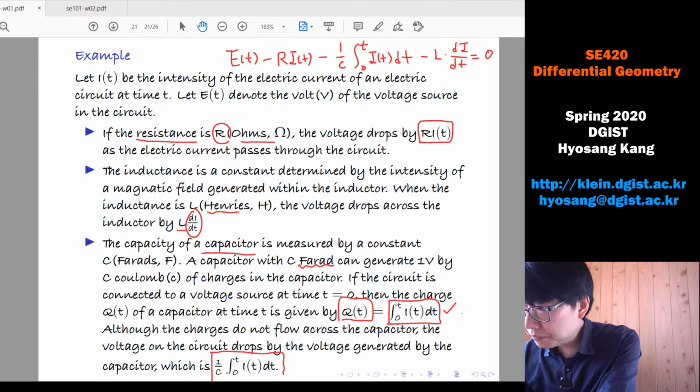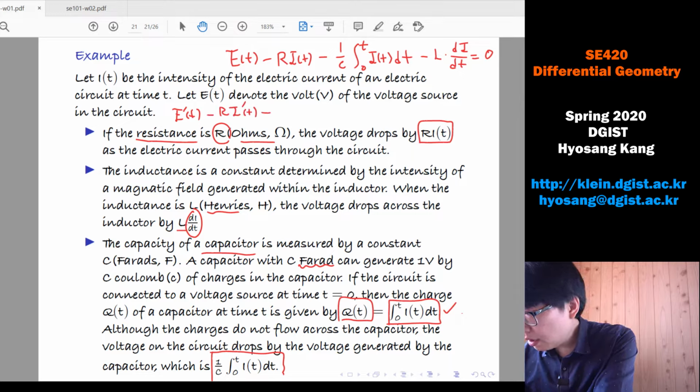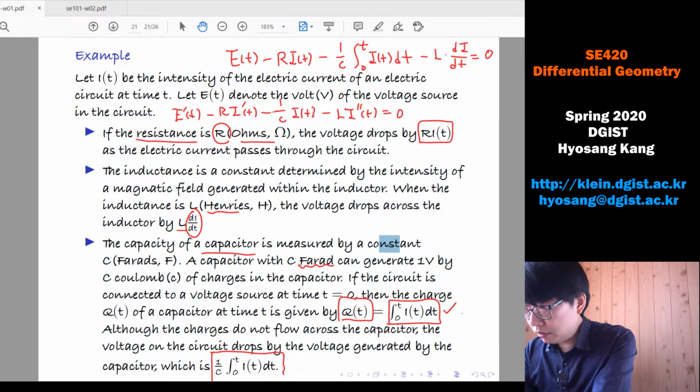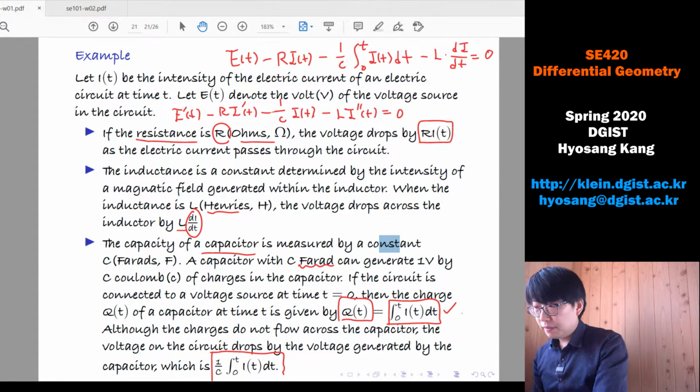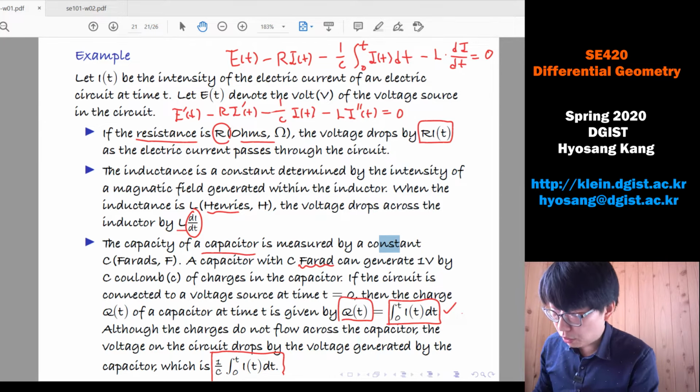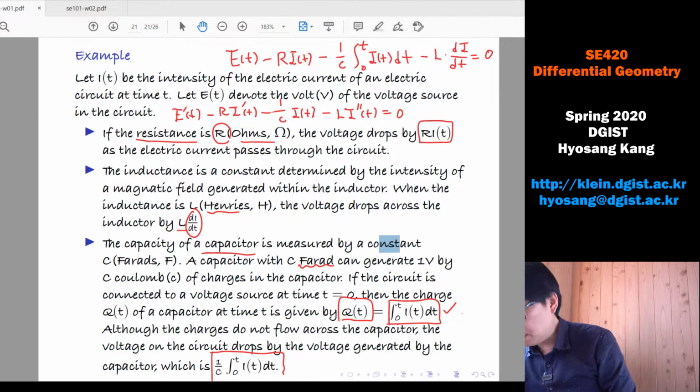So we have E'(t) minus R I'(t), and then by the fundamental theorem of calculus, when you take a derivative here, we have 1 over C times I(t) and minus L times I''(t). So when you move all the parts whose signs are negative to the right hand side, you get a second order derivative, a second order differential equation, an ordinary differential equation. And this is actually linear.